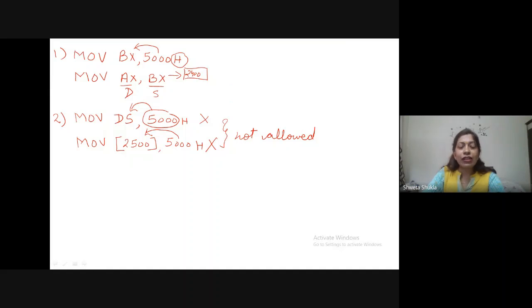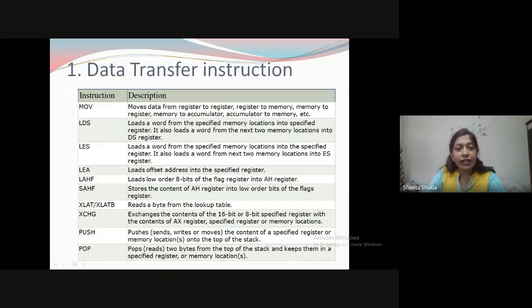You can only transfer the data as follows. You can move the data from register to register, from register to memory, and from memory to register. Also, you can transfer from memory to accumulator and from accumulator to memory. Only these kinds are allowed. Nothing else is allowed in the case of the MOV instruction.